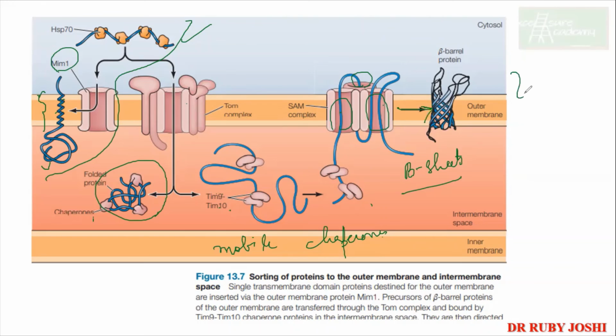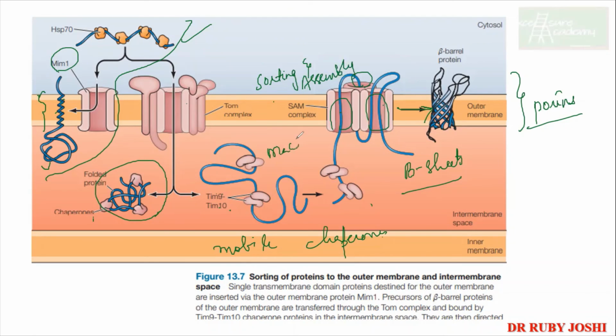Now, can you tell me what this mechanism is for? It is for your porins, correct? Just now we discussed that in the outer membrane, we have got the porins. And this is how the porins are inserted into the outer membrane. What is SAM here? It is your sorting and assembly machinery. Let me just write it over here: the sorting and the assembly machinery.